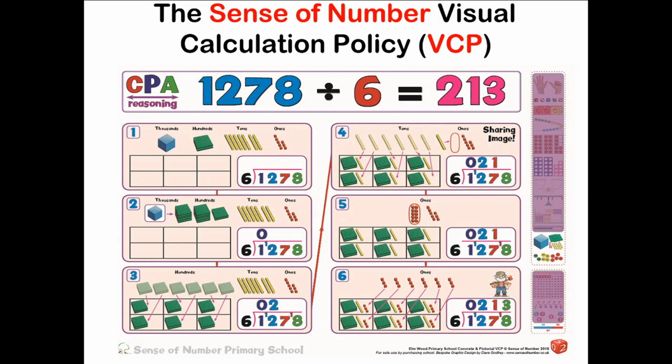1,278 divided by 6 as a slightly higher level 4-digit number example. What do we start off with? Here we start off with 1,000. That can't be shared between 6. We exchange it into hundreds. So we've now got 12 hundreds. Well, that can definitely be shared between 6, 2 hundreds each. Nothing left over this time.